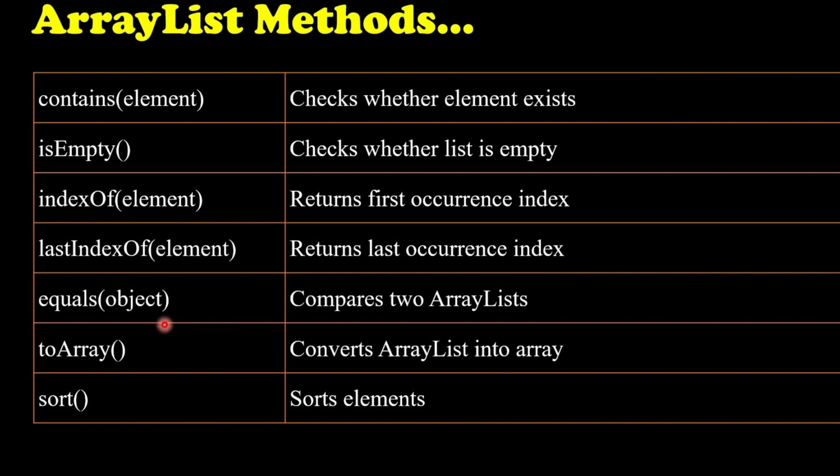Then equals is a method which is used to compare two ArrayLists. When it comes to the toArray method, it converts the ArrayList into an array. Then sort puts all the elements in sorted order.